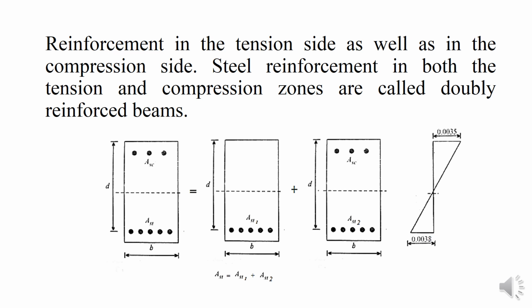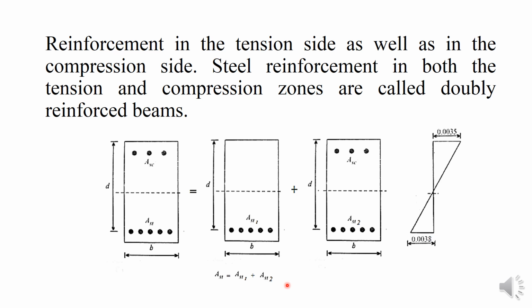So, what is the design philosophy of a doubly reinforced section? We shall provide reinforcement in both directions, that is, tension reinforcement as well as compression reinforcement. Let us say the tension reinforcement is AST and the compression reinforcement is ASC. We can make it into two parts.